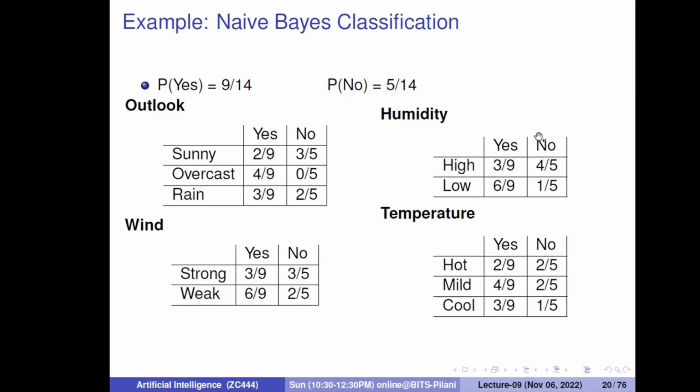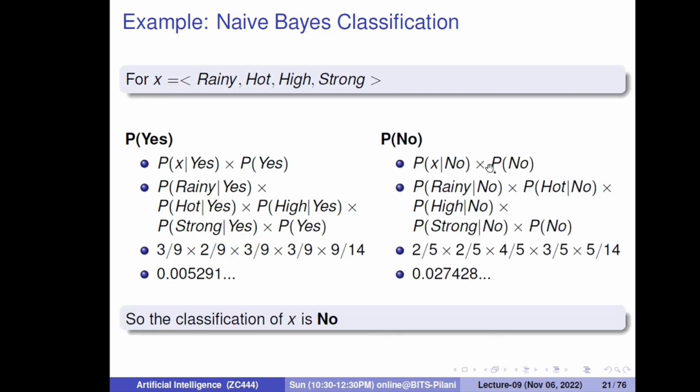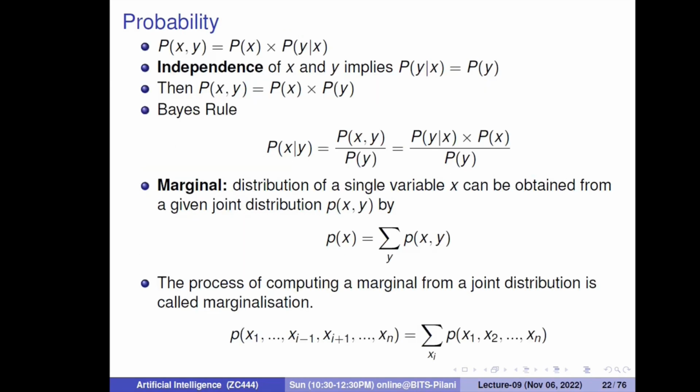Similarly, hot given yes: where is the hot? Hot given yes is 2 by 9. Similarly, you can find the other values from the table, multiply, and you get some value. Similarly, you compute for no also. You see that the value for no is larger than the value for yes. Therefore, the classification is going to be no.